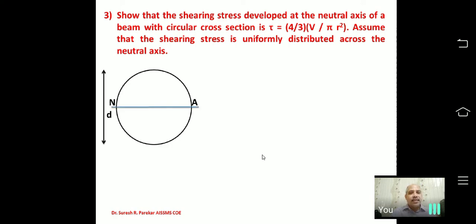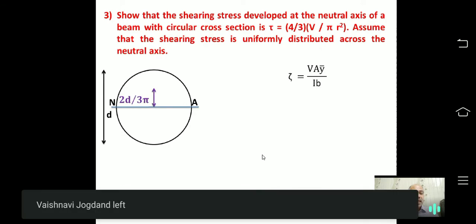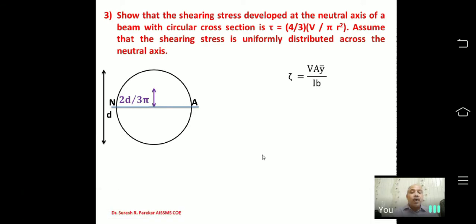Now we have the neutral axis at the center. Now tau, we have to find the shear stress. So tau is equal to VAy bar upon IB. Now area: we have a half semicircle above the neutral axis. So above the neutral axis, what is my area? Area is 1/2 into pi by 4 into d square, because for the whole circle we have pi by 4 d square. So above the neutral axis, it will be half into pi by 4 d square.